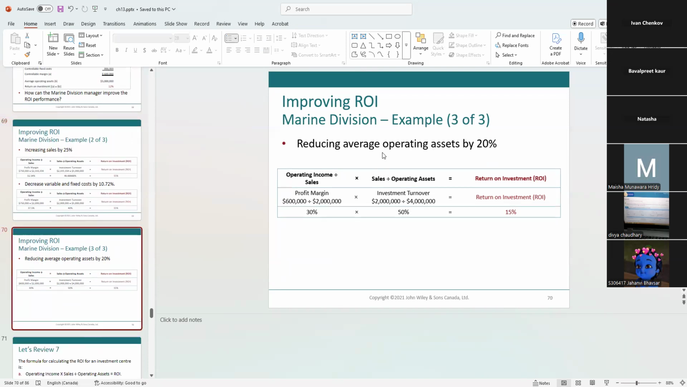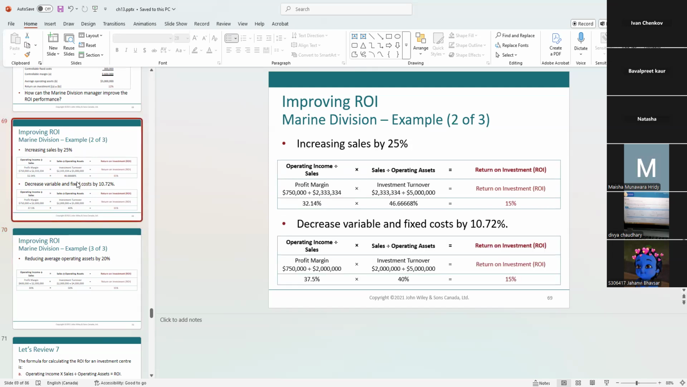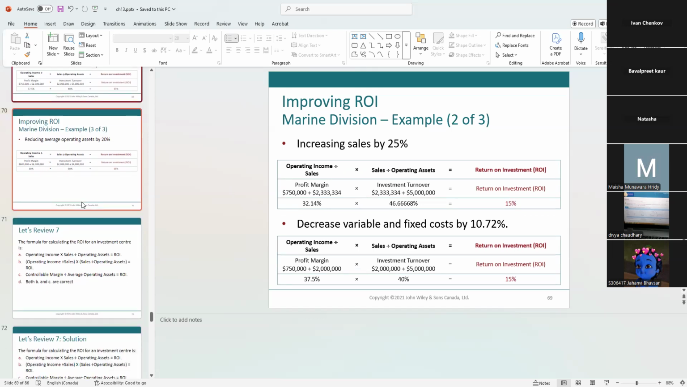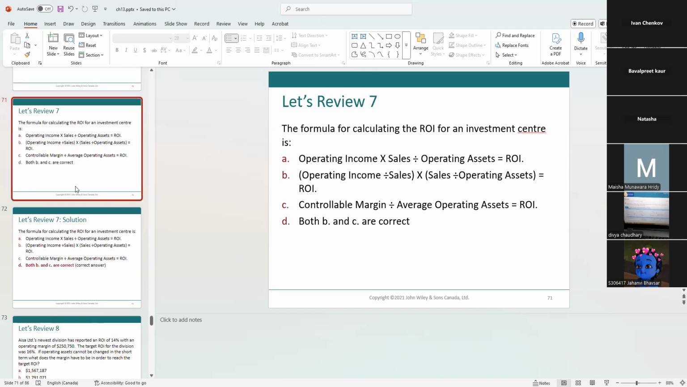The third way to increase return on investment is to reduce the average operating assets. If you reduce the assets, you're reducing the denominator in the turnover. That's going to increase the turnover. And if the margin stays the same, you're increasing the return on investment. So those are the three simple ways to increase return on investment, and you have to explain those. So what will be the formula for calculation of the return on investment? What do you think?